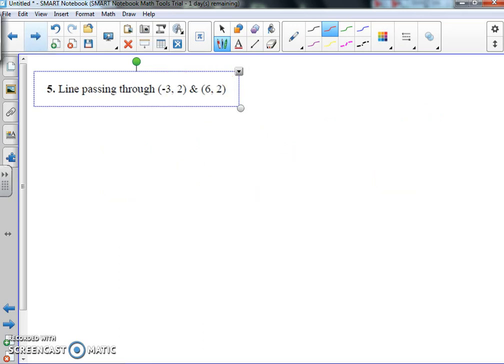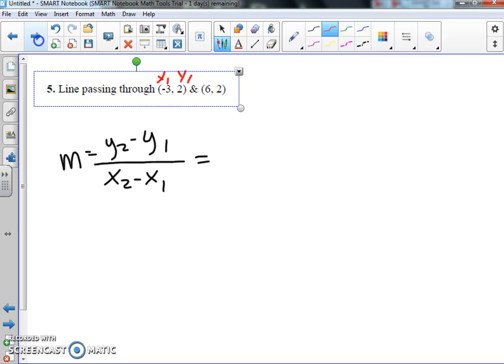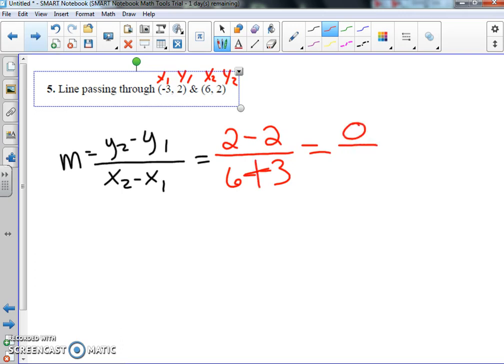All right, here's another one. M equals y2 minus y1 over x2 minus x1. This is my first x, my first y, my second x, my second y. So I've got 2 minus 2 over 6 minus a negative 3. 2 minus 2 is 0. That becomes a plus. 6 plus 3 is 9. 0 over 9 is equal to 0. So my slope is 0.